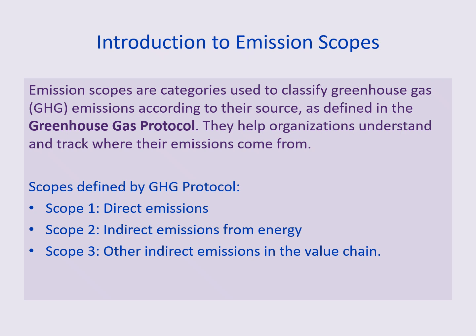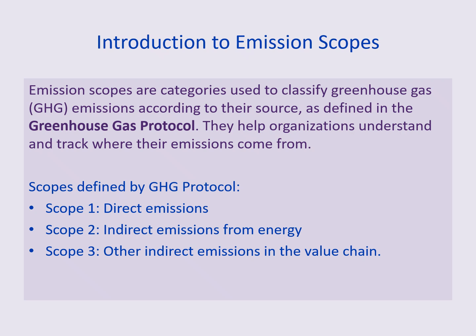So what is emission scope? Emission scopes are categories used to classify greenhouse gas emission according to their source, as defined in the Greenhouse Gas Protocol, the GHG Protocol. We have a book called the GHG Protocol. It is available online, and anytime you can download it and see the standards and values in it. It helps organizations understand and track where their emission comes from. So this is divided into three scopes: scope 1, scope 2, scope 3.